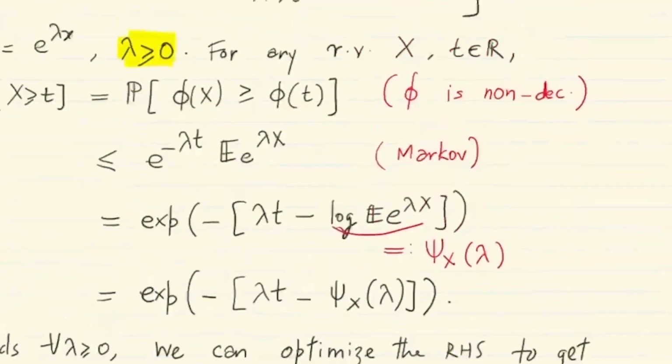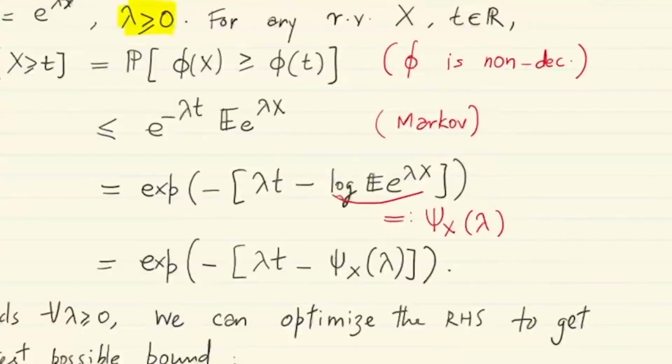Now notice that when we did this derivation, all that we needed was to choose a lambda which is greater than or equal to 0, and for every choice of lambda, you get a bound on the right hand side for the same event x greater than or equal to t. So since this holds for all non-negative lambda, we can optimize the right hand side, which is this thing highlighted. You can think of optimizing this over all possible choices of lambda greater than or equal to 0 to get the tightest possible bound.